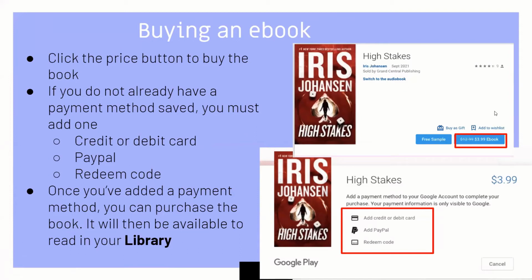So here we can see that if somebody wanted to buy this book, High Stakes, they would select the first box up top, in the red, where it says $3.99 ebook, and then it shows you your payment options. So whichever one you wanted to use in order to pay, you would select that.